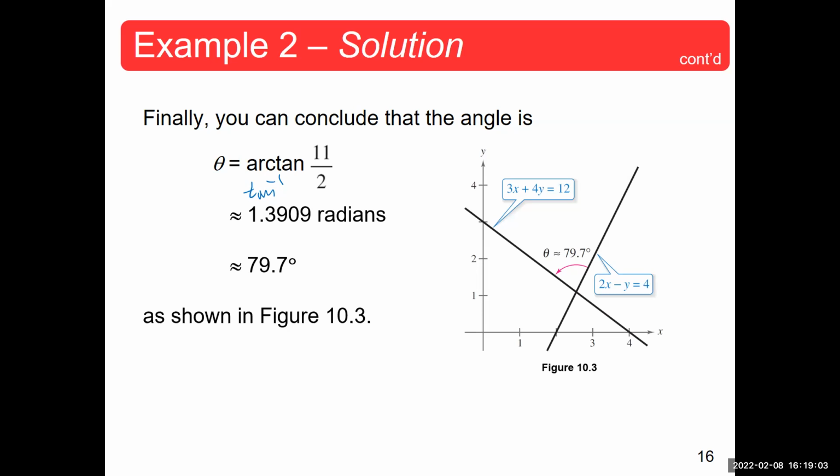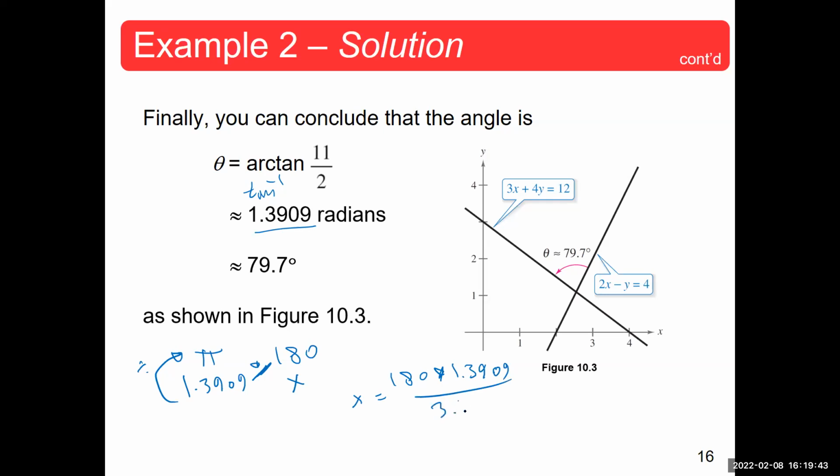You know, it's always good to convert to degrees. Let me show you how you do this. Pi equals 180, right? If I have the answer in radian, I put it over here, 1.3909. What I don't know in degrees is x. Then what is x? You multiply those numbers, divide by this. So x equals 180 times 1.3909 divided by pi.